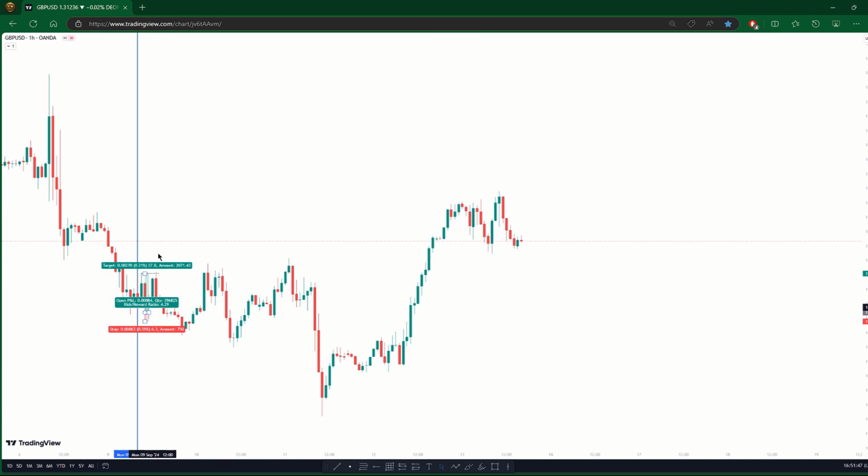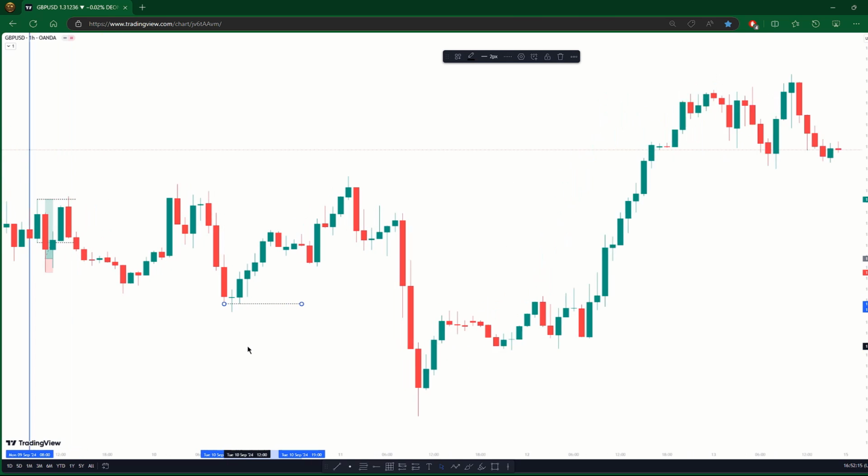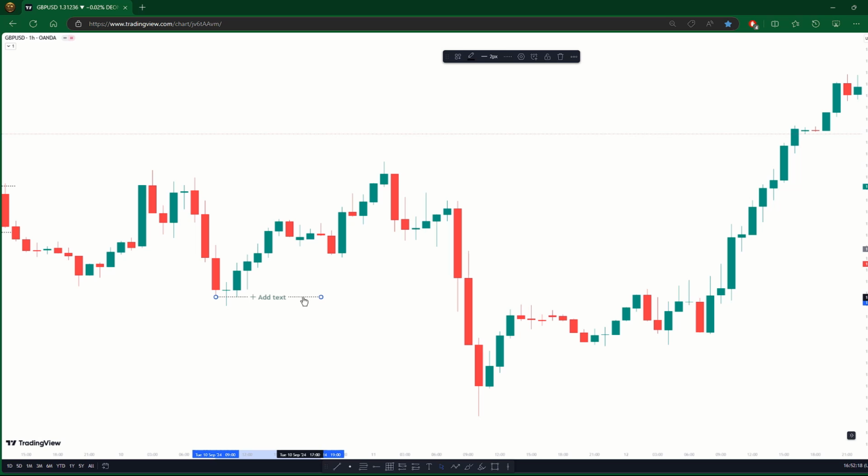Okay, so that was Monday. All right, let's go Tuesday. Tuesday 9, oh okay, this is the 9 a.m. candle. So you can mark the low and the high. This is the low. Okay, that's the low. And the high.